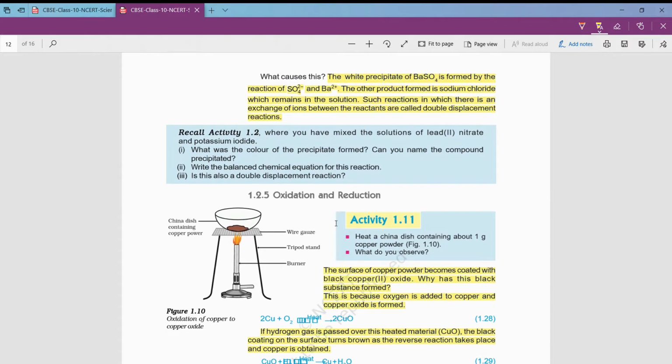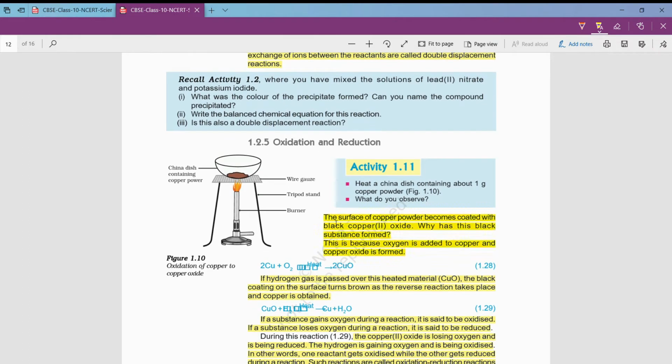Coming to oxidation and reduction. What is oxidation? Oxidation means addition of an oxygen atom or removal of hydrogen. Whenever you are comparing with oxygen, it is addition of oxygen. If you are comparing with hydrogen atoms, it is removal of hydrogen. The complete opposite case of oxidation is reduction. That is, if a molecule loses oxygen atom or gains hydrogen atom, it is reduction.